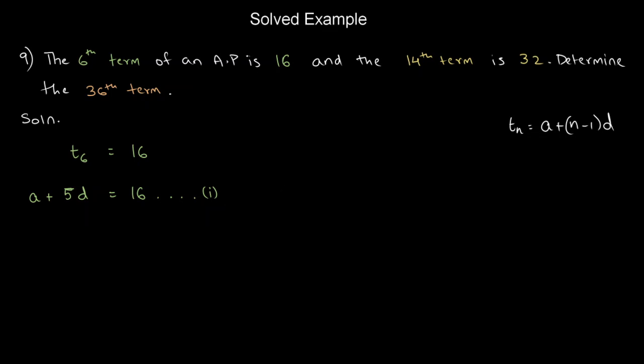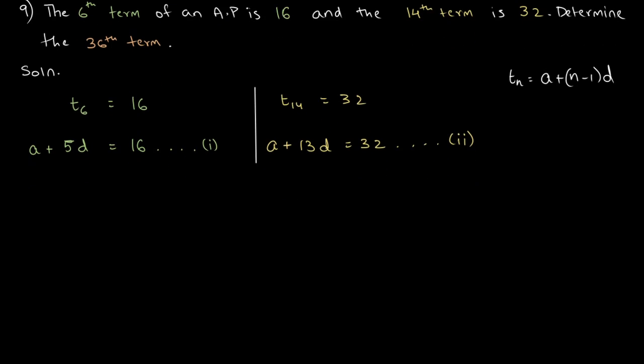In the same way, they've given us that the 14th term of the AP is 32. Let's divide our space here. So T14 is equal to 32, and we'll represent T14 in terms of A and D as well, right? So T14 is A plus 13D, right? n minus 1, so 14 minus 1 is 13, and this is equal to 32. This here is our second equation. So now we have two linear equations in the variables A and D, so we can solve them simultaneously.